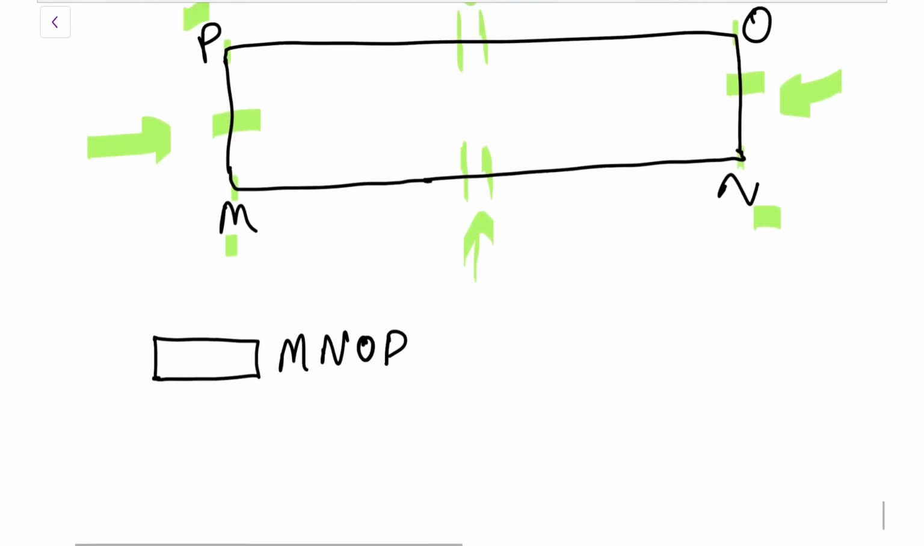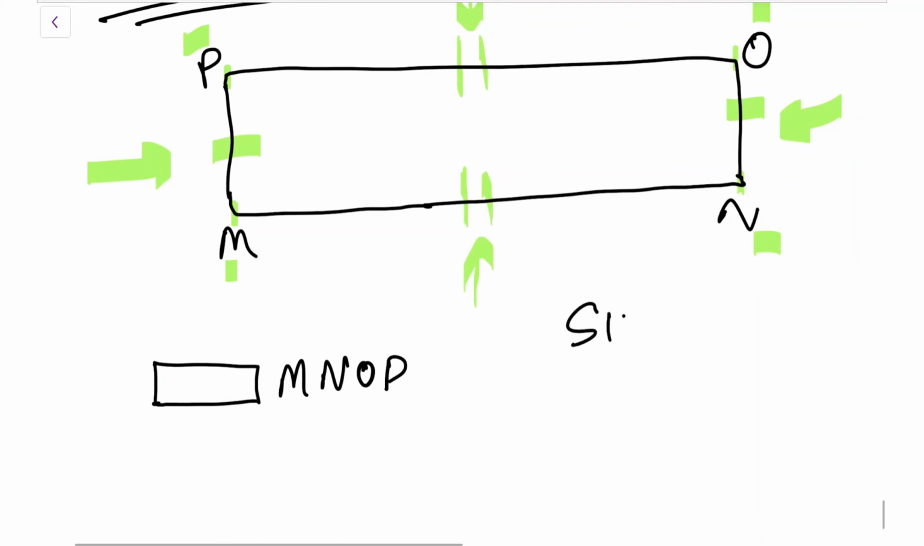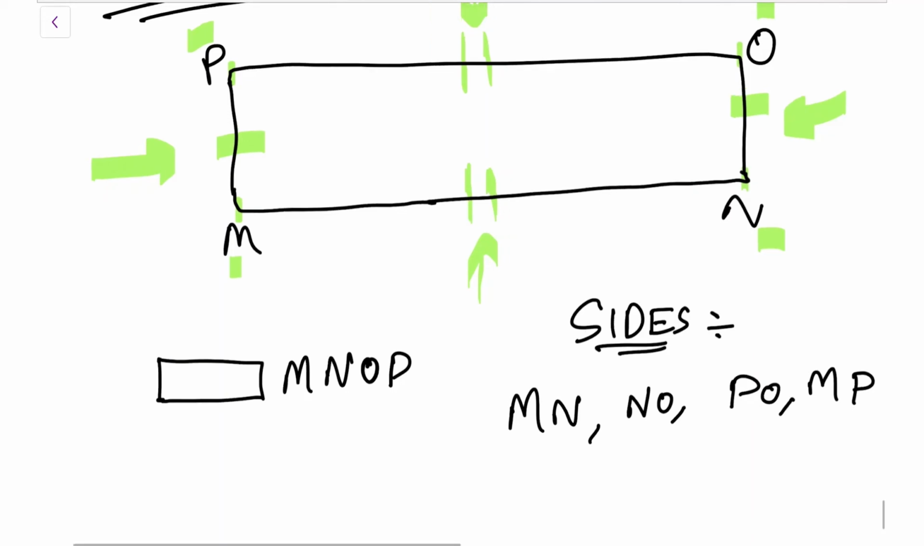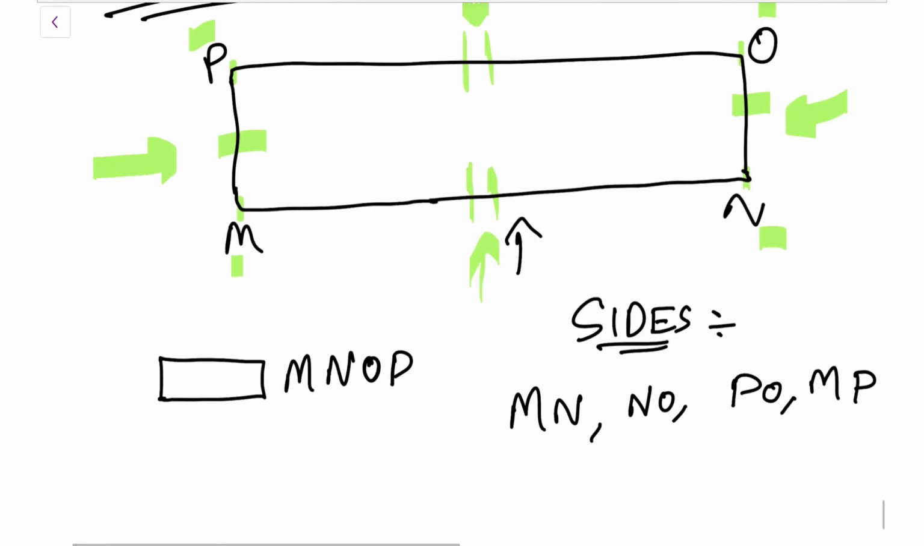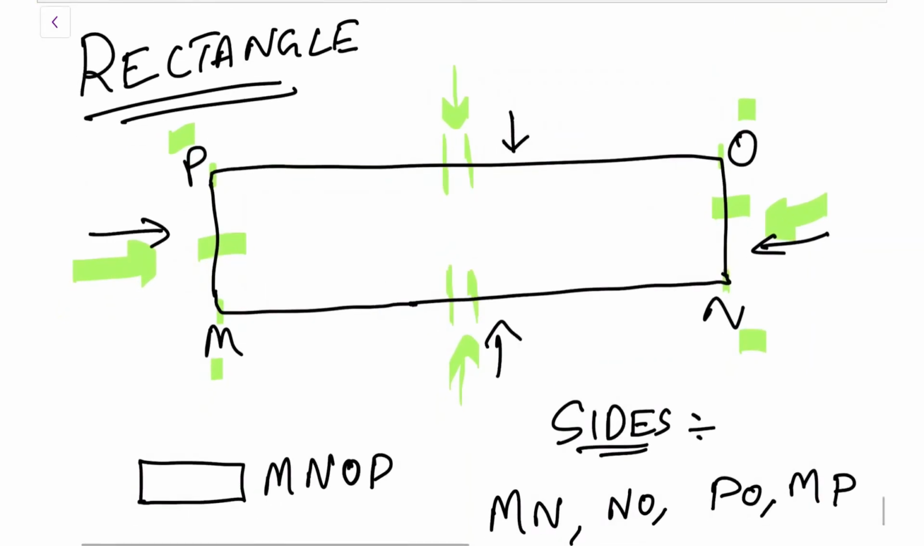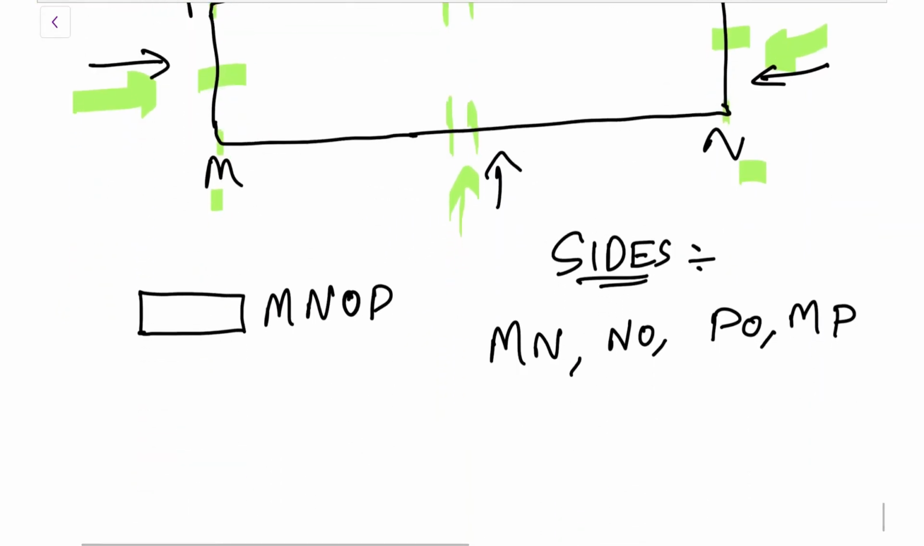All right, now tell me, what are the sides of this rectangle? Perfect. MN, NO, PO, and MP. MN is this, NO is this, PO is this, and MP is this. These are the four sides of a rectangle.